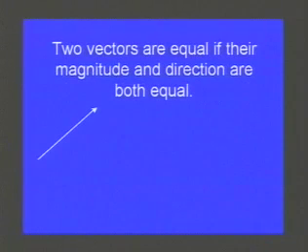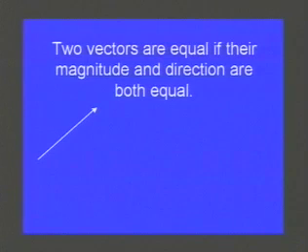Two vectors are equal if their magnitude and direction are both equal. Okay, so in other words, if I have two things that point in the same direction and they're the same length, they're equal. The logic behind that is that I mentioned, myself standing on the floor is a force of however many pounds in a downward direction.